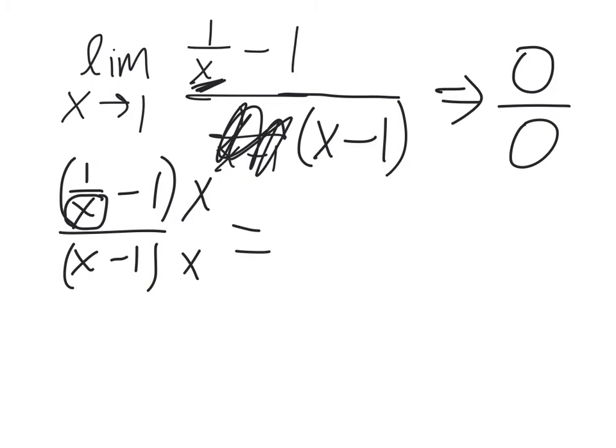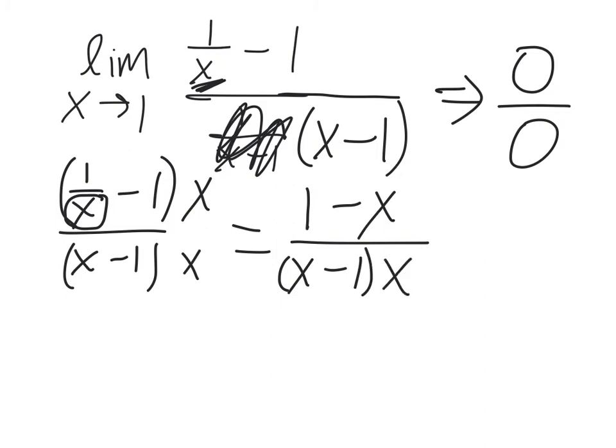And let's see, the top will have 1 minus x. And the bottom, well, in the bottom we don't want to multiply things through. We want to leave it in factored form, so we can simplify or change that form to something we can actually take the limit of. At this point, if we tried to put 1 in for x again, we'd still get 0 over 0. So we still have a little bit of work to do. What can we do to simplify this expression?